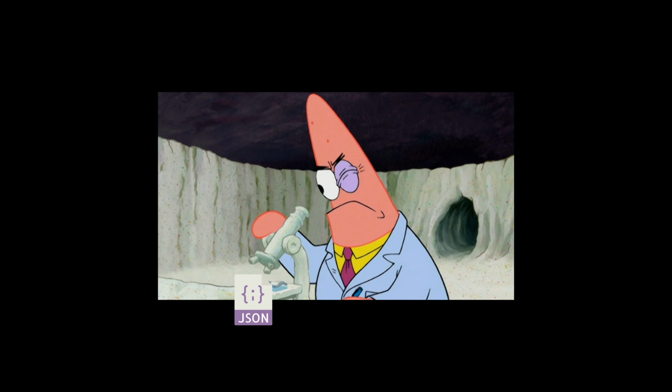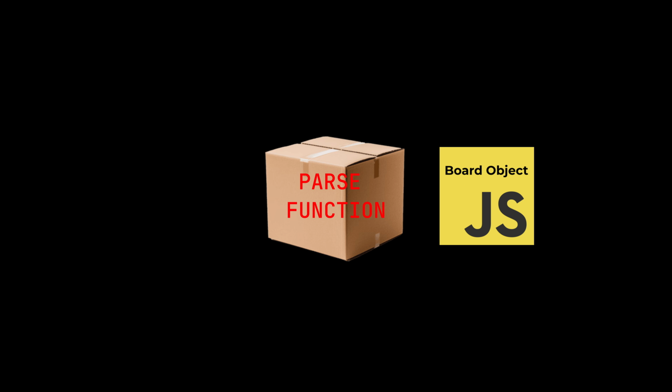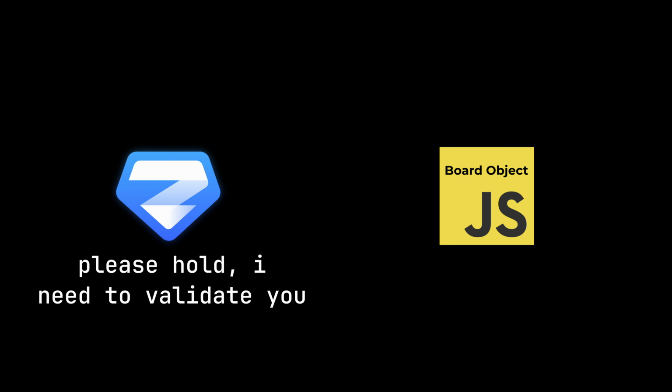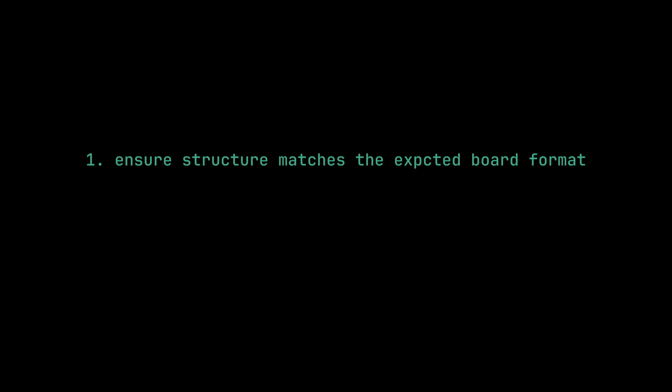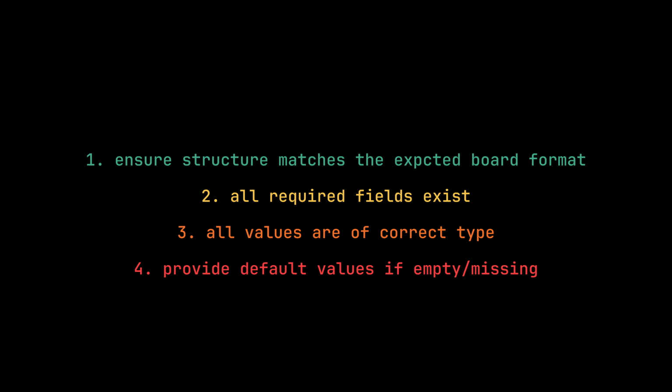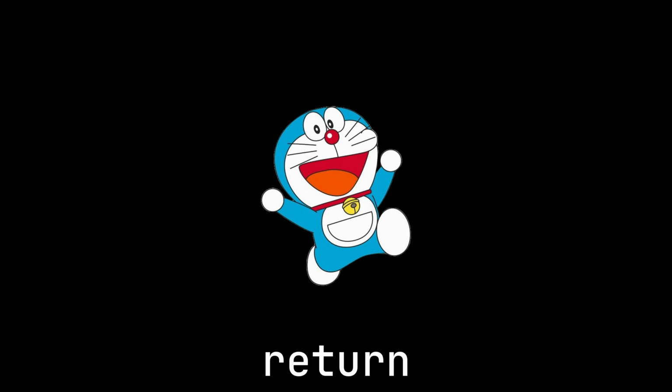First, we read the contents of the file, then convert the text into a JavaScript object by using JSON.parse. We then use Zod to perform some validation checks. These checks include ensuring the structure matches the expected board format, all required fields exist, all values have correct types, and we can even provide a default value that will be applied where fields are missing. If the data is valid, we can return a sanitized board object. On the other hand, if the data is invalid, we'll return a readable error instead of crashing.